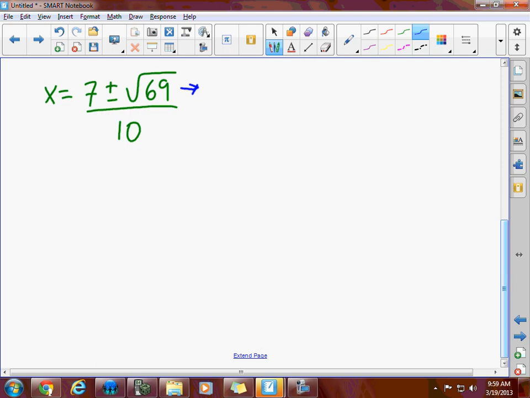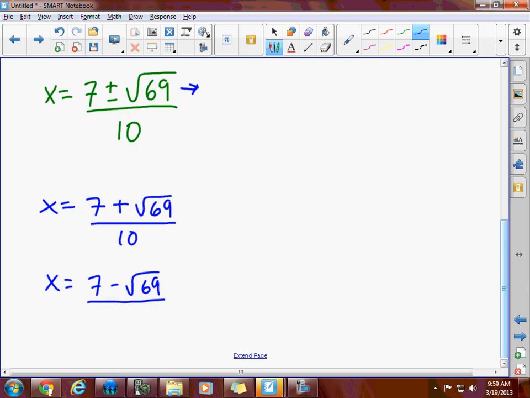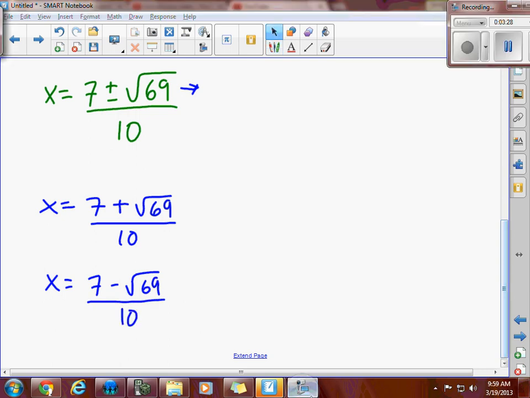So simply now, my 2 x-intercepts are 7 plus the square root of 69 over 10, and also 7 minus the square root of 69 over 10. These are considered exact values, and these are important for us to know how to find in math. We could always find the decimal approximations to these by simply putting them into our calculator.